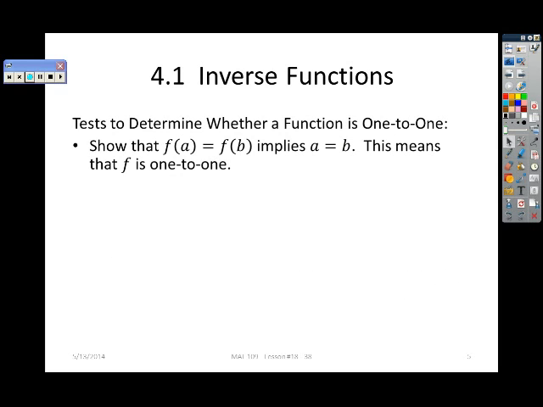So if you're trying to decide if a function is one-to-one, or I guess they're saying it another way: if the output of a function is the same for two different inputs, that means the inputs have to be the same. If you can show that, then that shows that it's one-to-one. This is hard to do. We're not going to do much of that, if at all.